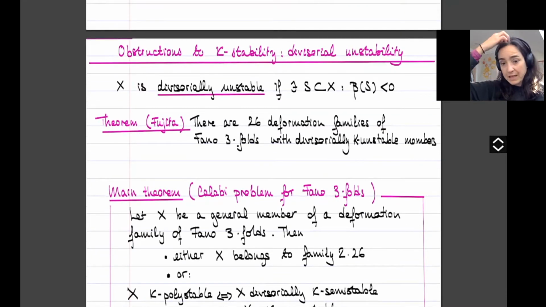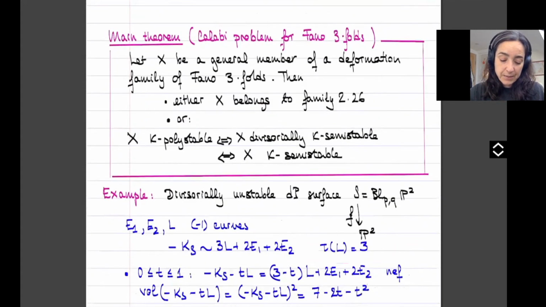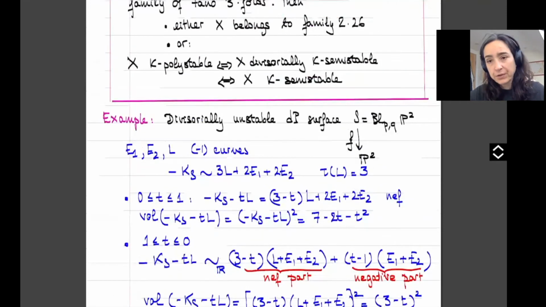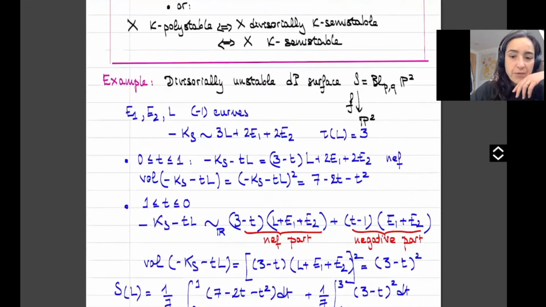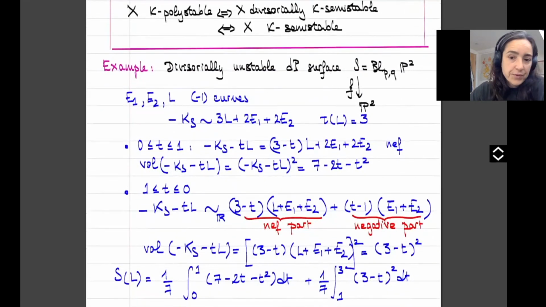So I should say that for Fano threefolds, basically this notion of divisorially unstable families catches all the deformation families except one that are non-K-polystable, that have non-K-polystable general member. This is true, of course, for del Pezzo surfaces as well.